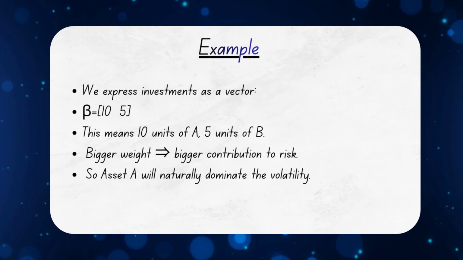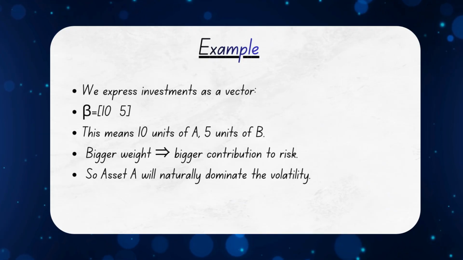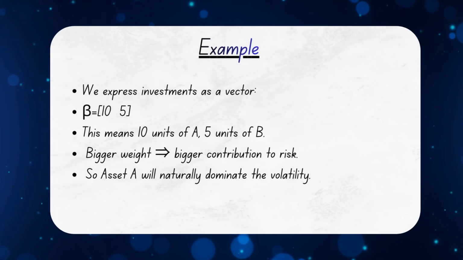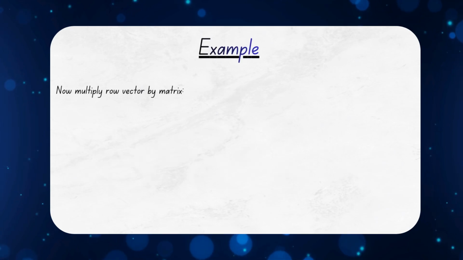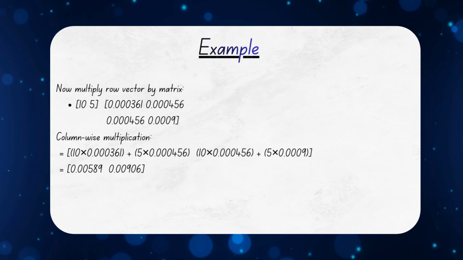Next, we represent our investments as a vector, beta equals 10 and 5. This simply tells us how much money is allocated to each asset. Bigger weights mean a bigger contribution to total risk, so asset A naturally has more influence. We now perform matrix multiplication. First, multiply the row vector by the covariance matrix. Column by column, we get values 0.00589 and 0.00906.